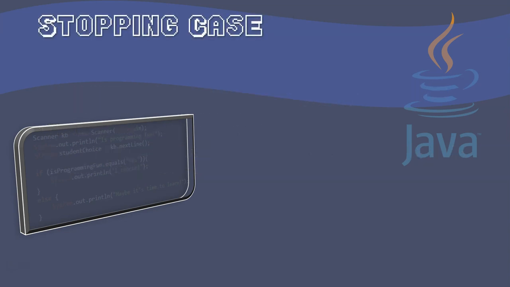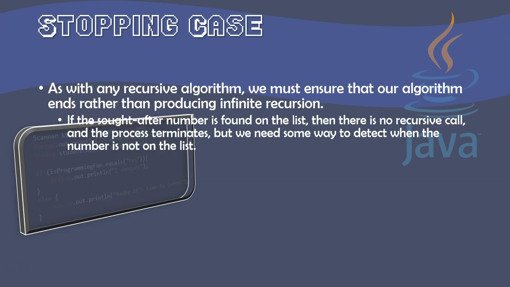Now, of course, we need to look at our stopping case here. As with any other recursive algorithm, we must ensure that our algorithm ends rather than producing infinite recursion. If the sought after number is found in the list, then there is no recursive call, and the process terminates. But we need some way to detect when the number is not on the list, because up to this point, we're like, oh yeah, we found the mid number, great, but what if it's not in there?